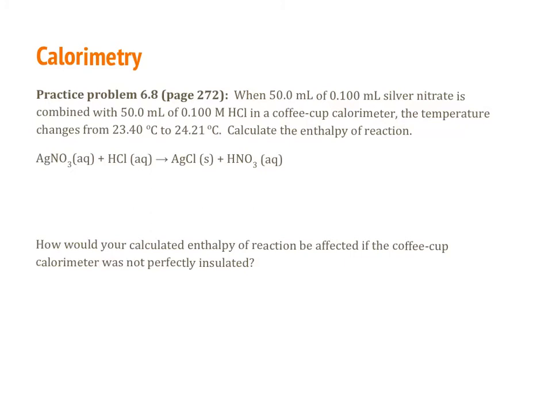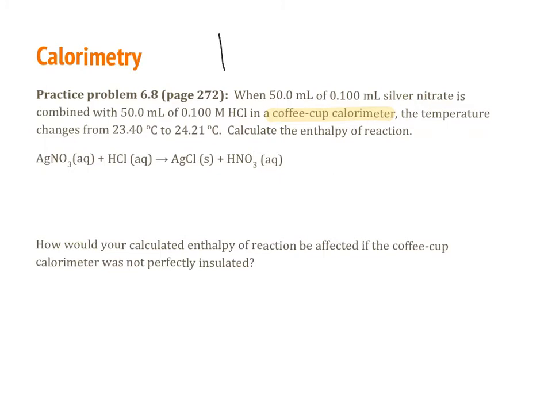So in this problem, we've got 50 milliliters of a 0.1 molar silver nitrate combined with 50 milliliters of 0.1 molar hydrochloric acid in a coffee cup calorimeter. A coffee cup calorimeter, if you've never heard that term before, actually means exactly what it sounds like. If you take 2 styrofoam coffee cups and nest them inside of one another, they're actually pretty good at insulating, and so often in chemistry labs we will use that as our calorimeter, a calorimeter just being a device that is used to measure heat, because the insulation keeps most of the heat inside what you're studying, what you're measuring.